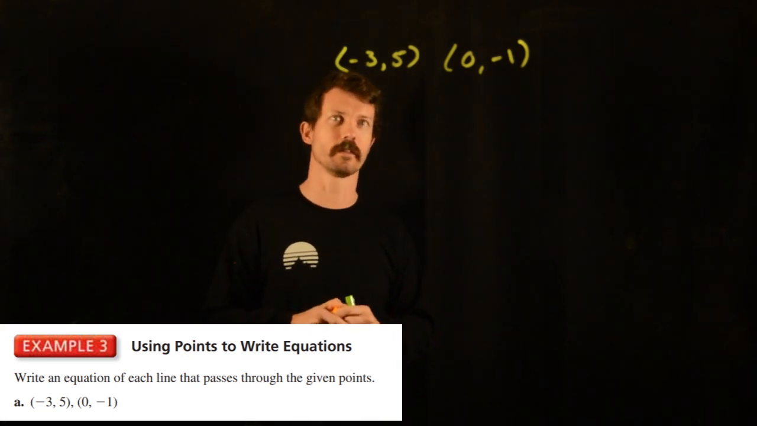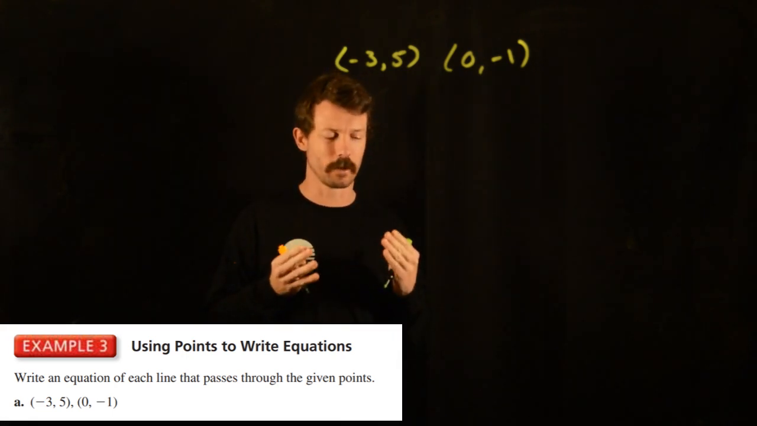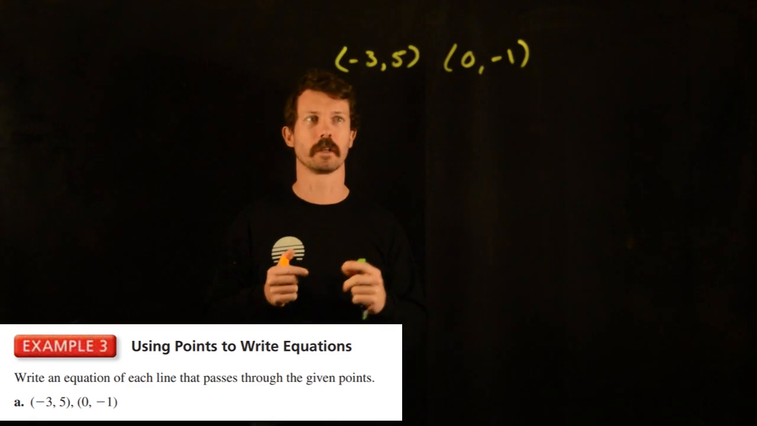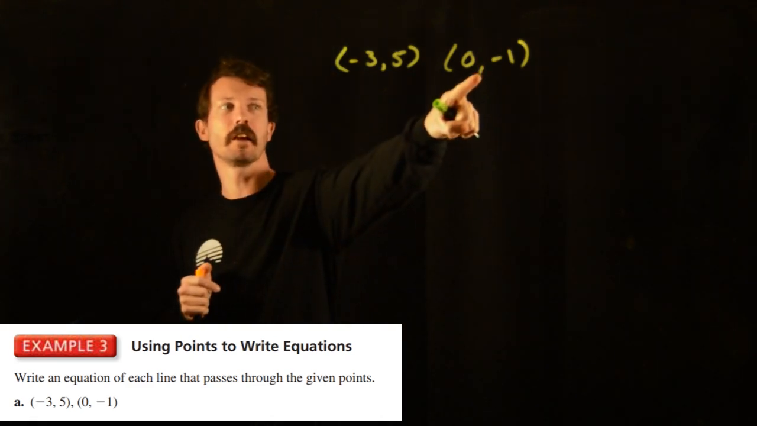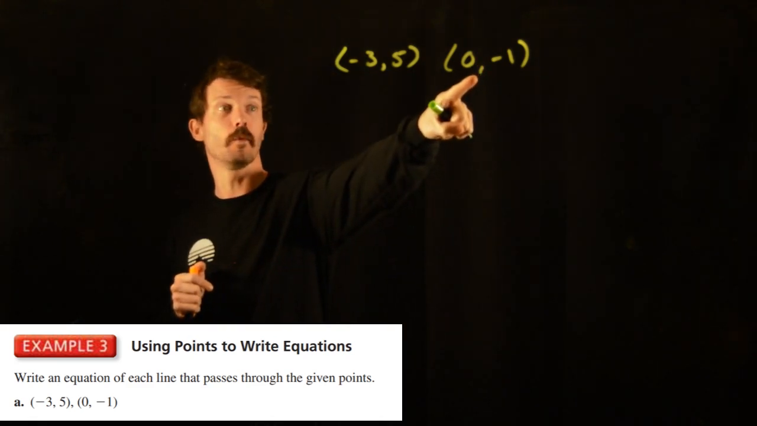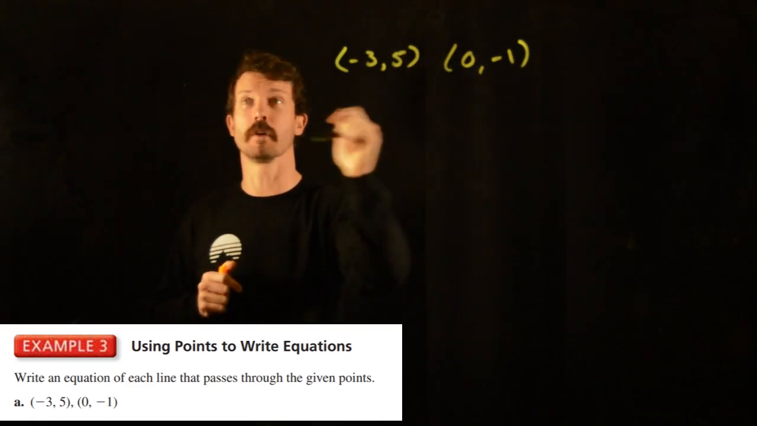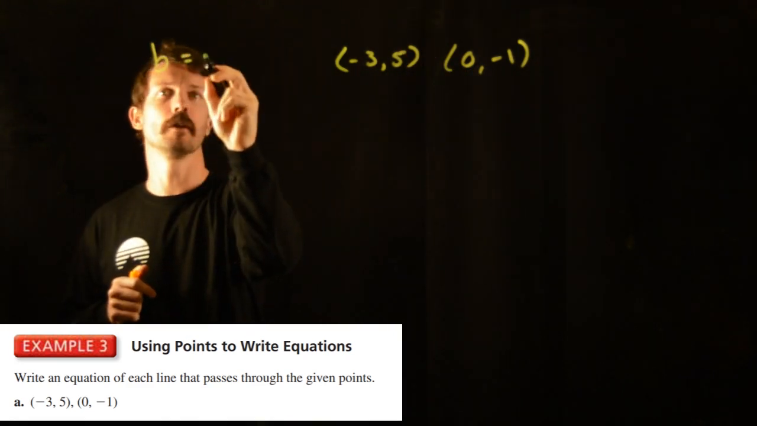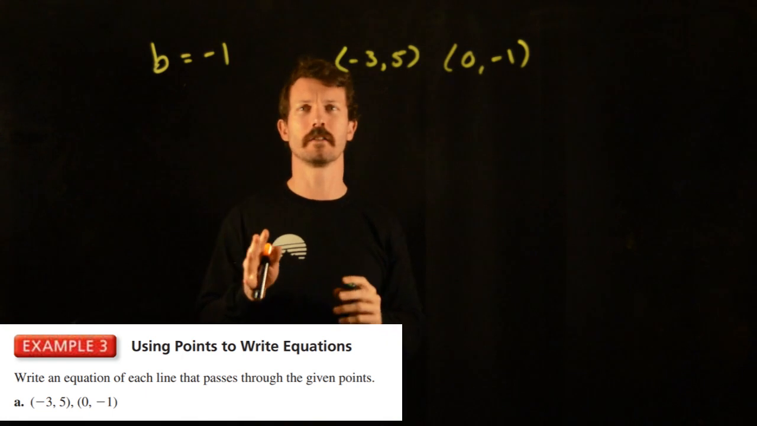and depending on how they want you to write this, I think I'm going to stick with slope-intercept form on this, because the fact that I can see that this guy right here is a y-intercept. So I have a y-intercept, right? I have a b value. So I have that b value, which is great. So now all I need to do is find the slope.